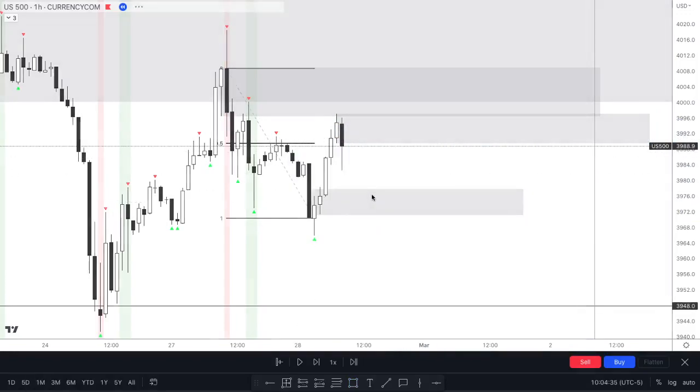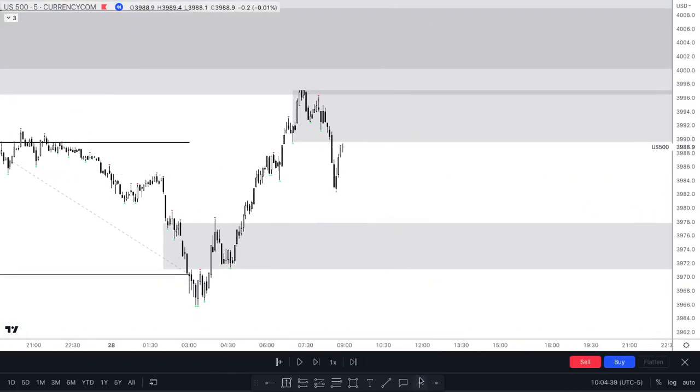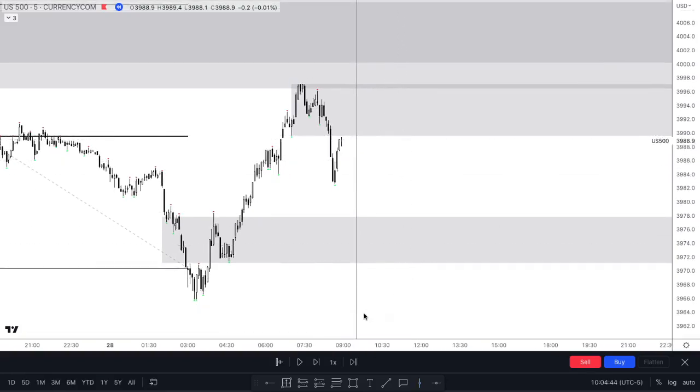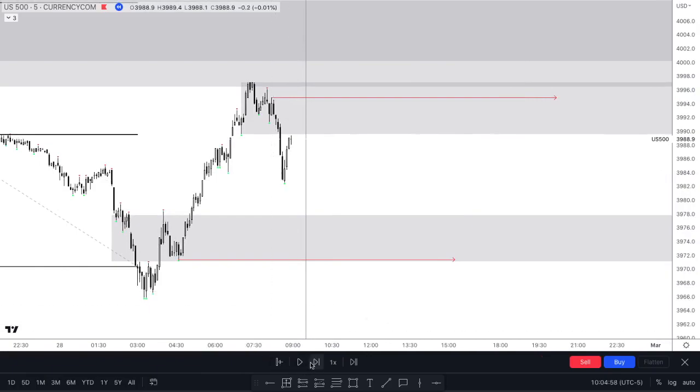So you go down to the 5 minutes and you just look for liquidity, bro. That's it, fam. That's it. You just look for liquidity in your zones, because this is a zone here, swing low. This is a zone here, swing high. And that's the setup, bro.